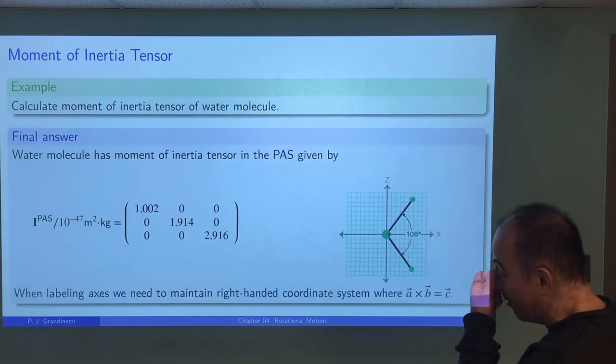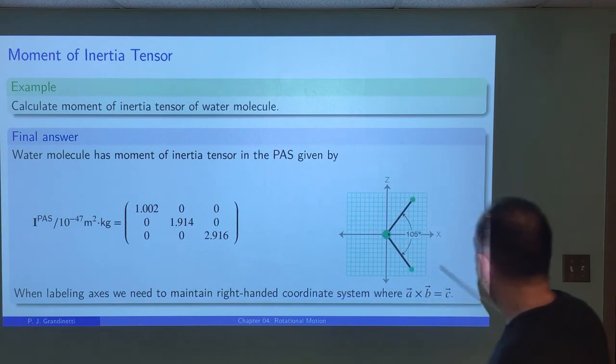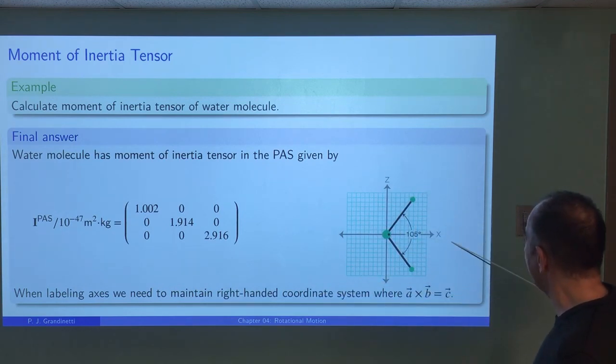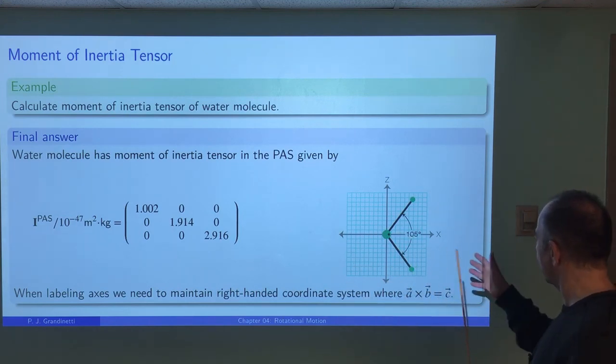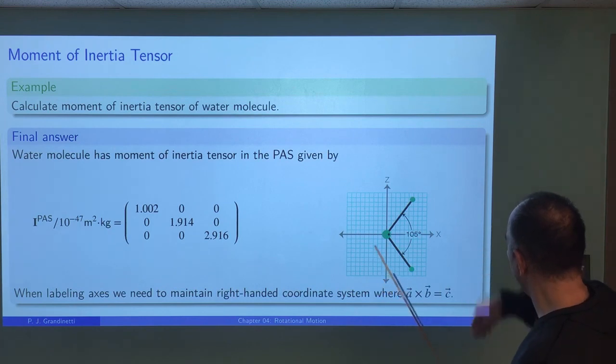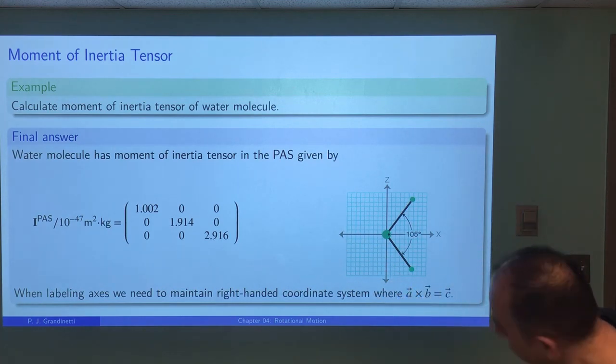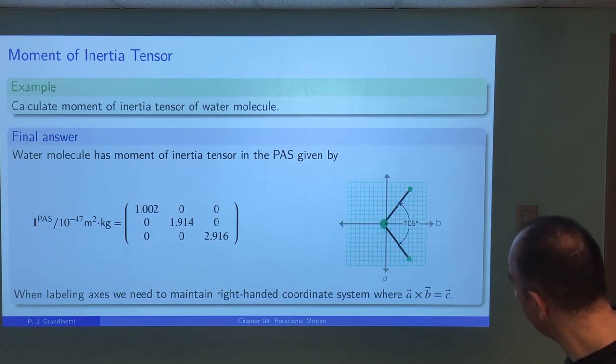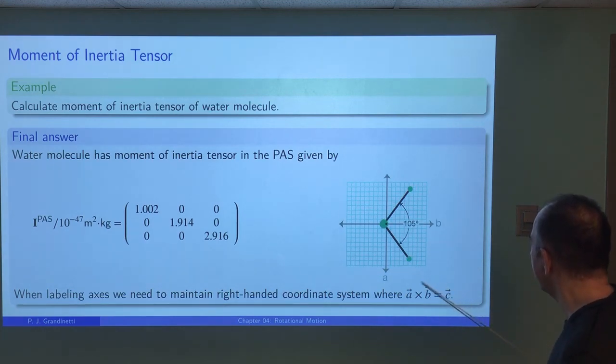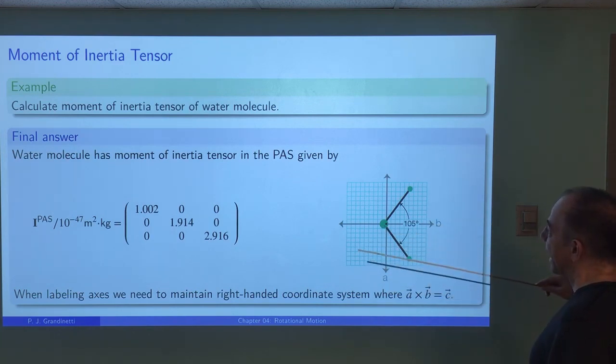Now I've reordered them, and remember that my coordinates, which I originally defined this way, are x and z with y coming out of the board. Actually, I think for a right-handed coordinate system, y would be going into the board. But now we're going to flip to the principal axis system. We have put the center of mass at the origin, and now we have A along this direction, B along this direction, and C actually now comes out of the board.